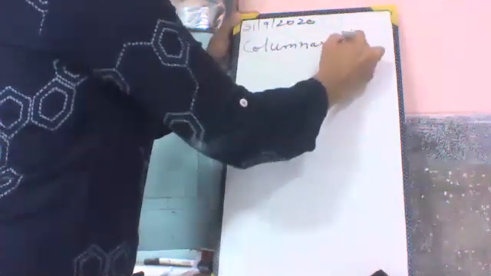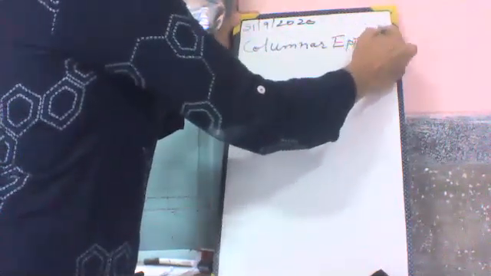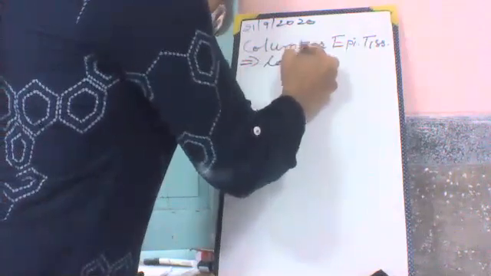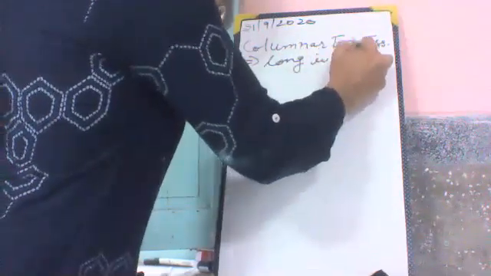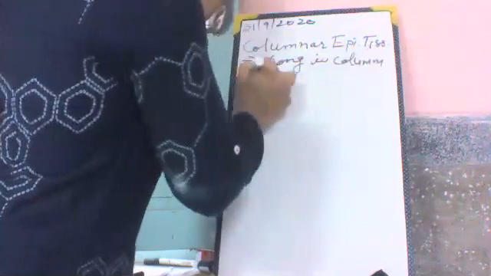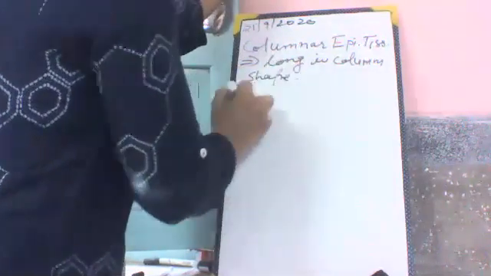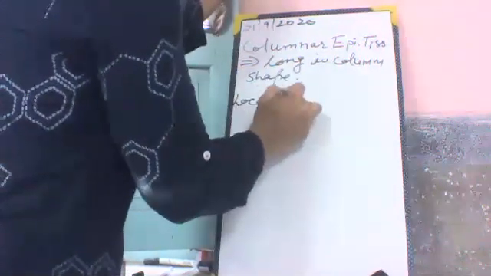Columnar epithelium tissue. They are in the form of columns. The cells are long and column-shaped. The location of these cells is that they form an inner lining of the stomach and intestine.